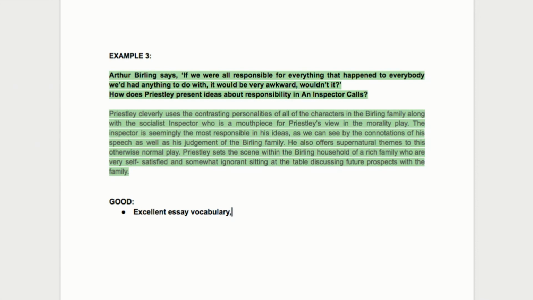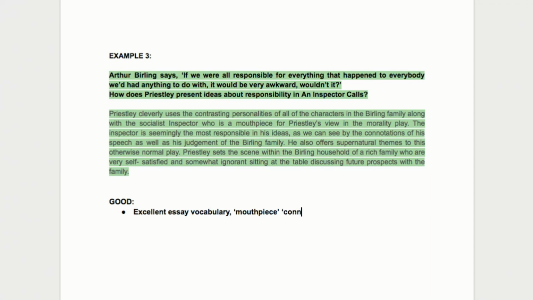So words like mouthpiece. This is a really interesting concept where basically what he's saying is the character of the inspector is used to show the writer's opinion within the play. So he kind of stands in for Priestley, who wrote the play. Everything the inspector says is a reflection of what the writer thinks. So it's almost as if the writer is a character inside that play.